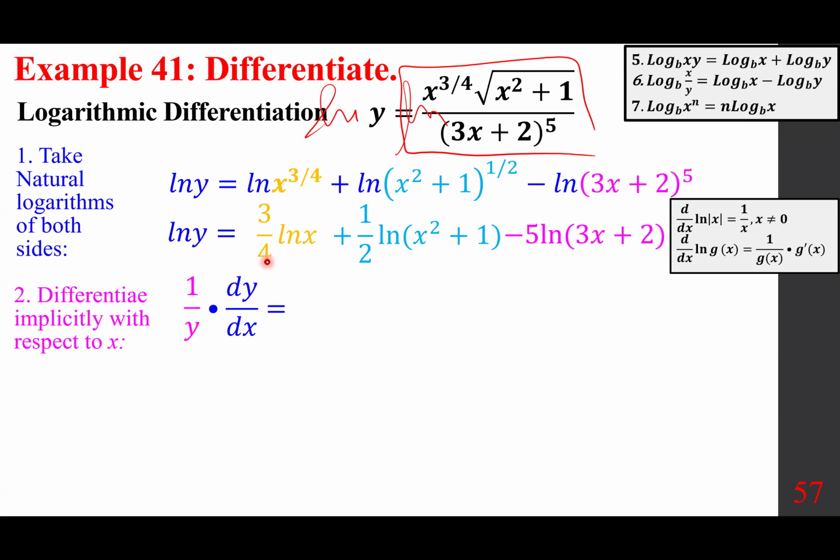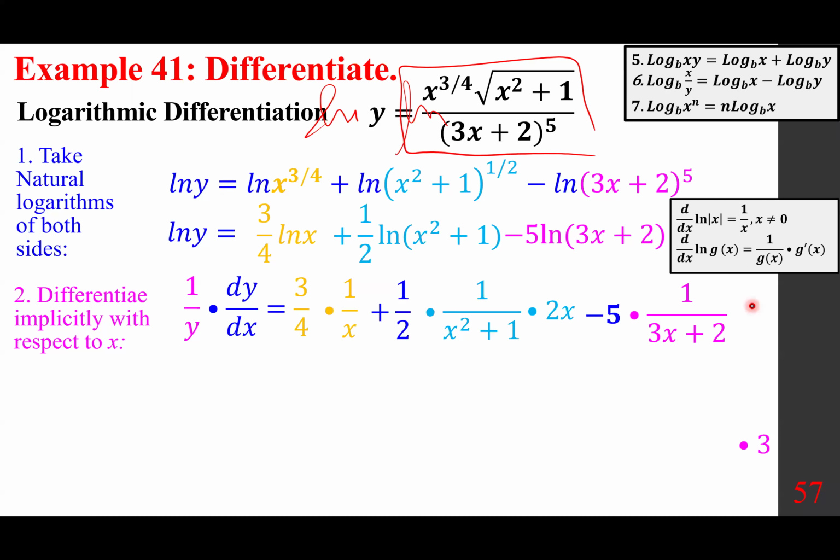What about this one? 3/4 remains. The derivative of ln x is 1 over x. Plus 1/2 remains. Flip this over: 1 over x squared plus 1, and then by the chain rule times the derivative of the parentheses, which is 2x. We're talking about this one. Finally, minus 5 doesn't change. You're taking the derivative of a natural log, so flip this over: 1 over 3x plus 2, and then by the chain rule, the derivative of 3x plus 2, which is 3.